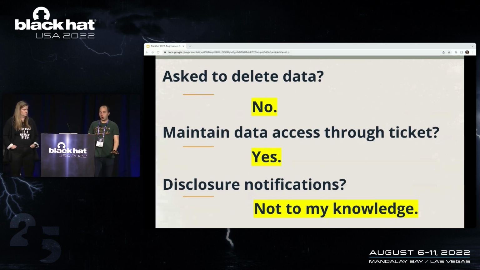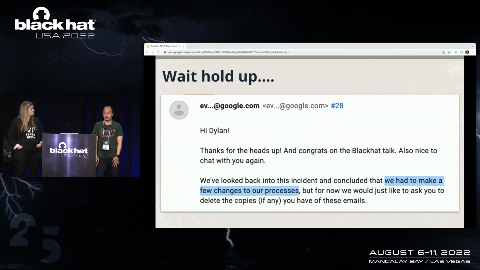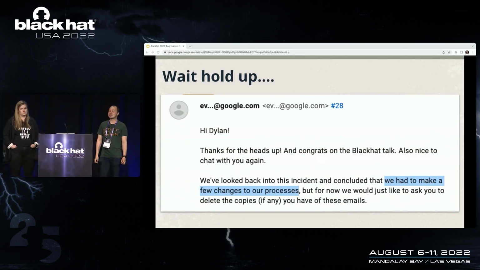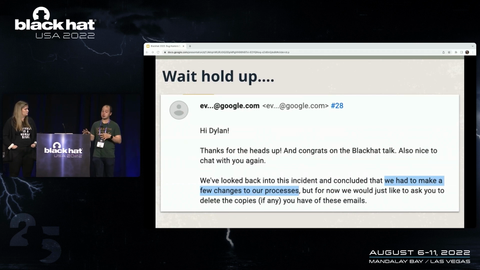So that's what the story was until a couple of days ago when I actually shared an advanced copy of the slide deck with them. And we got this email back saying, we're going to actually change some of our processes. Can you please delete your copy of the data? So this issue was like 2 years old or something like that. And for those 2 years, I was never asked to delete my copy, still had access to the ticket, et cetera. But as of a couple of days ago, as a consequence of this talk, Google's actually changing their processes internally, and they're going to be deleting data that's attached to tickets, which is pretty neat.